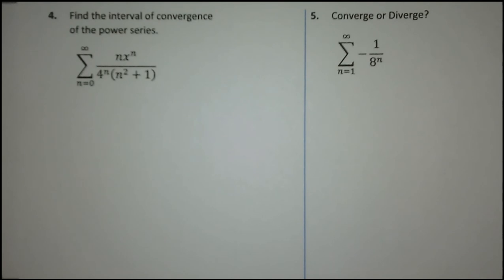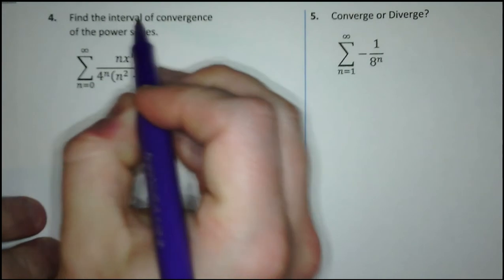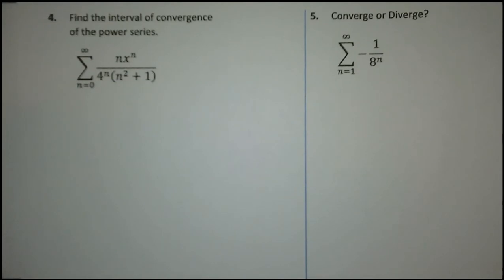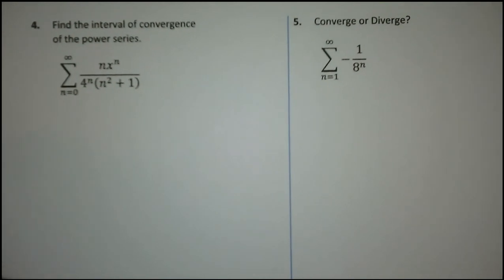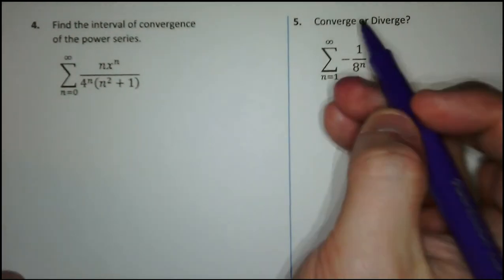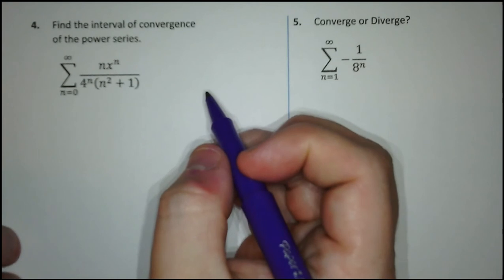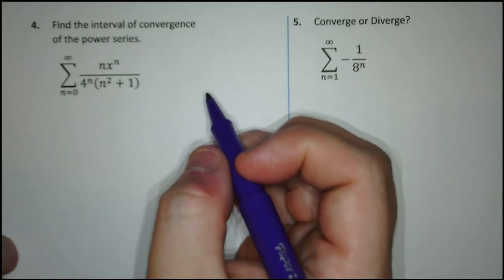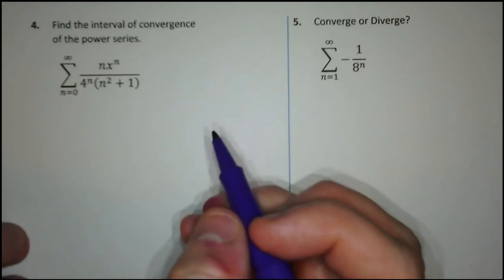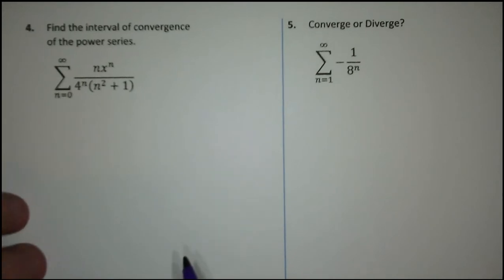Number 4. Find the interval of convergence. I think this is the only time we're doing the actual interval of convergence and not just whether it converges or diverges. Okay. So we're going to do the ratio test, because usually that's the go-to to find the interval of convergence.